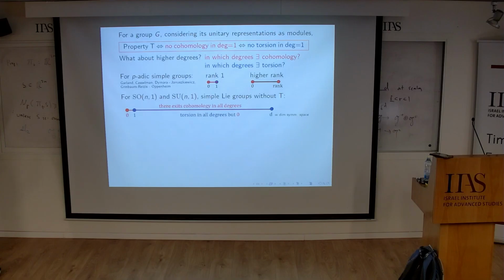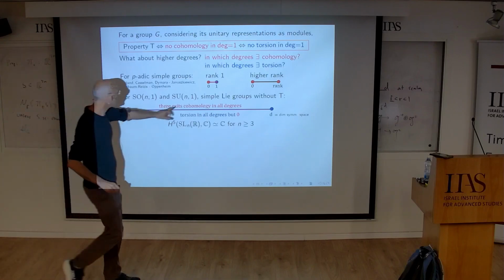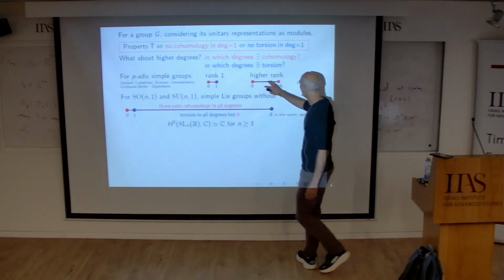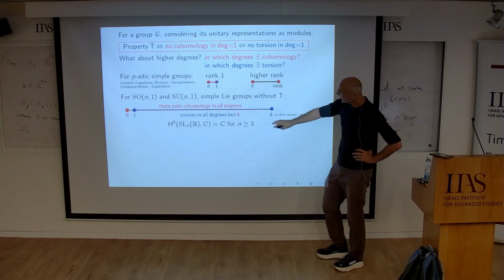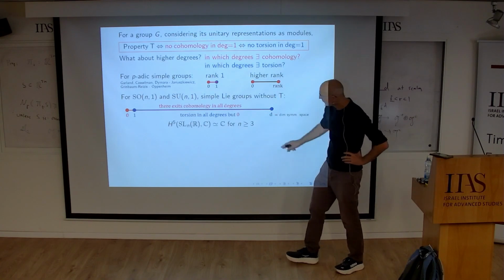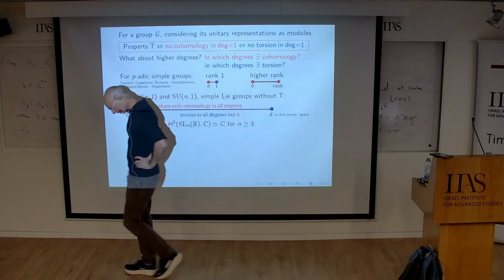Going to SO(n,1) and SU(n,1), simple groups without T, we see that we have cohomology in all degrees, and also we have torsion in all degrees. Now, for SL_n, this is not the case. If I'm looking at higher rank groups, I would expect maybe that, as in the p-adic case, I will not have cohomology below the rank. However, this is not the case. We always have cohomology, for example, in degree 5 for SL_n for every n large enough.